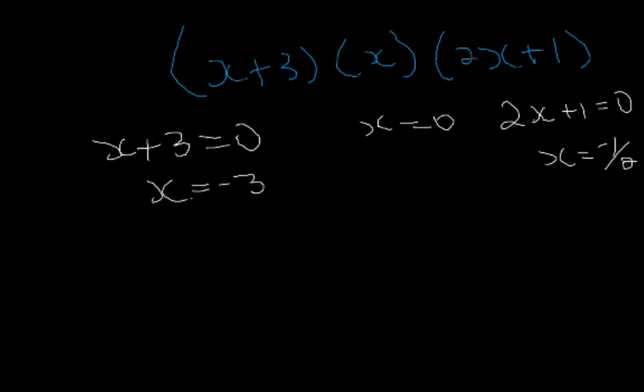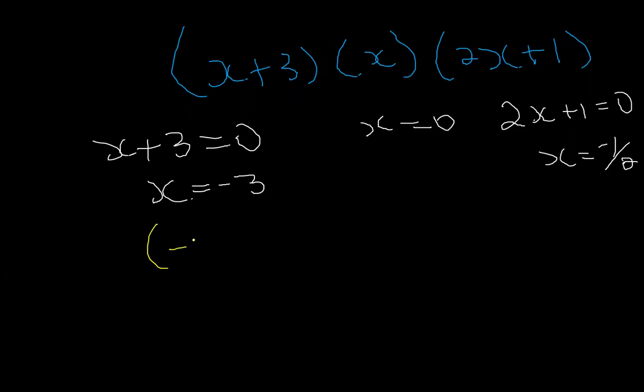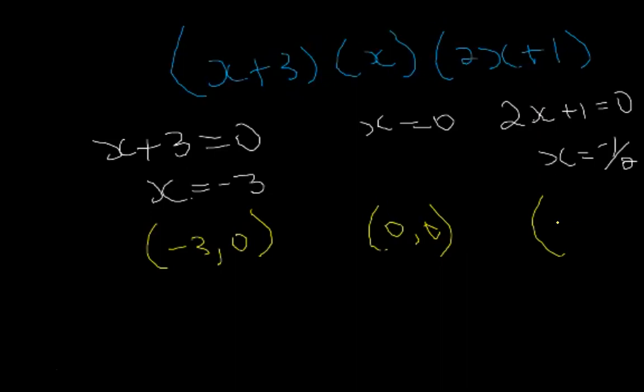But they ask you to find the roots, so you should write your answer in this form: minus 3, 0; 0, 0; and minus a half, 0. We know that the roots of a graph means wherever the graph cuts the x-axis. The graph would cut the x-axis at these 3 points. And that's the answer. Everybody good with that?